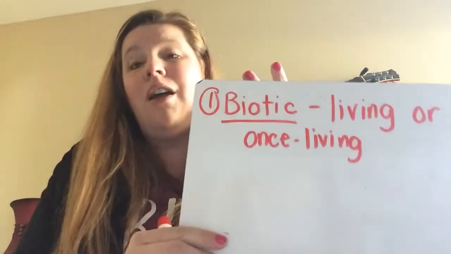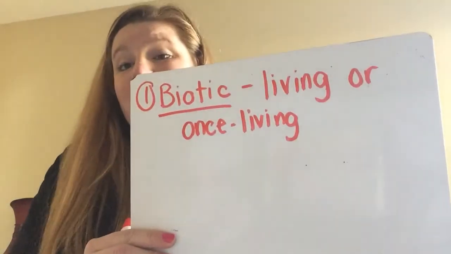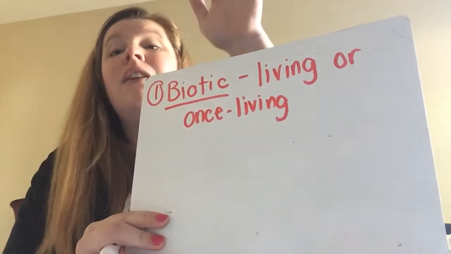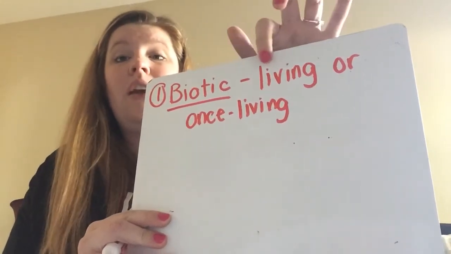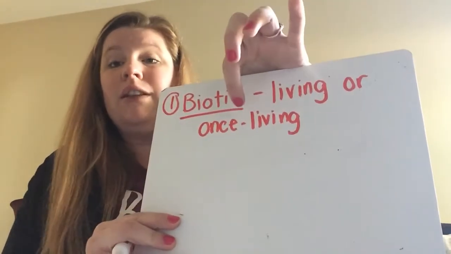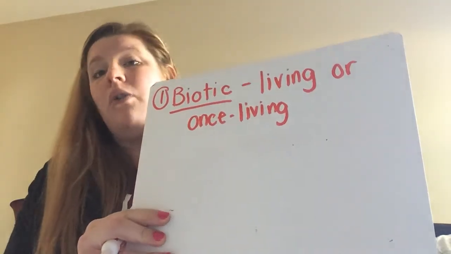And when I say once living, that means that it's dead at some time or whatever, okay? Or a leaf falling off a tree is biotic, even when it's no longer part of that tree, because it was once living. So now it's no longer able to retrieve those nutrients from the sunlight and the photosynthesis and everything, but it was once living at some time. So it's biotic.